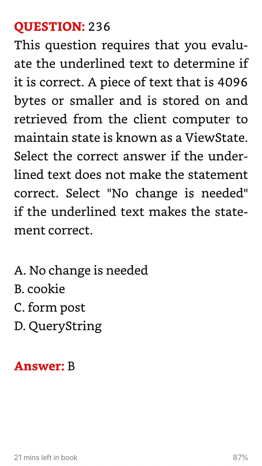Question 236. This question requires that you evaluate the underlying text to determine if it is correct. A piece of text that is 4096 bytes or smaller is stored on and retrieved from the client computer to maintain state is known as B, cookie.